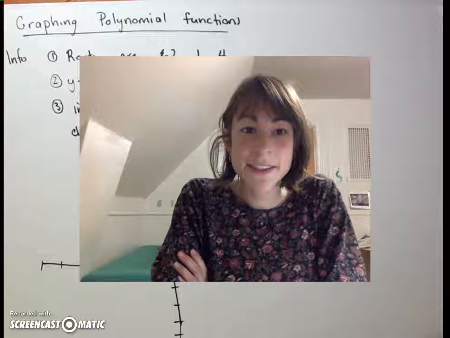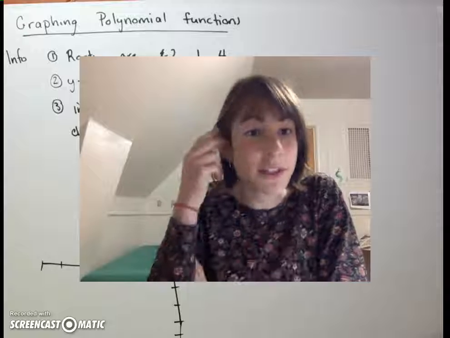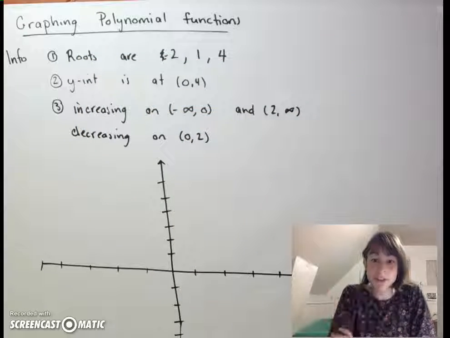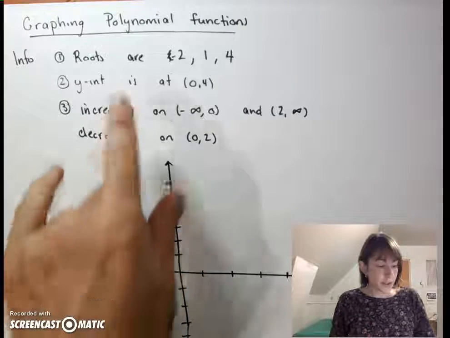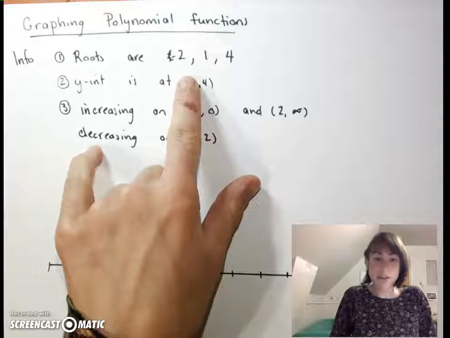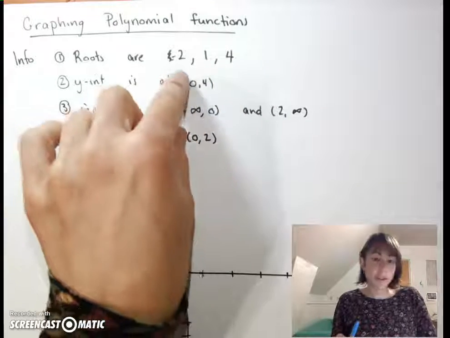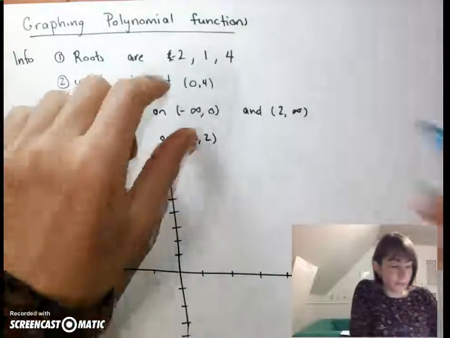Hi everyone, in this video I'm going to give you some step-by-step instructions for how to graph polynomial functions. What we're going to start with is just exploring the type of information that we need in order to graph a polynomial function. So say I tell you that the roots of my polynomial are -2, 1, and 4. So these are the numbers which I plug into my polynomial and get out 0.